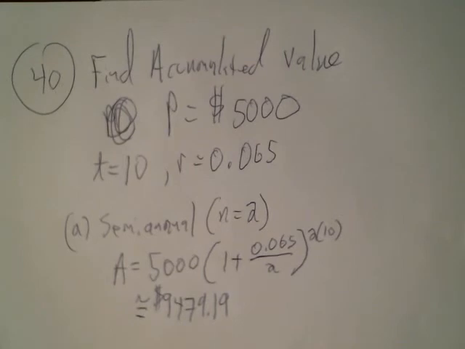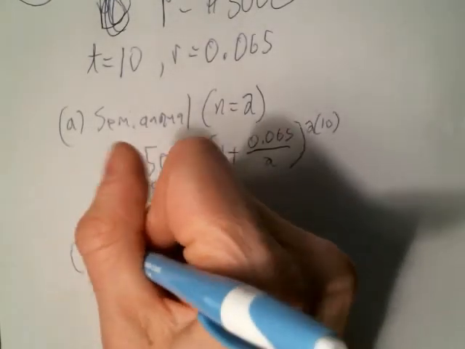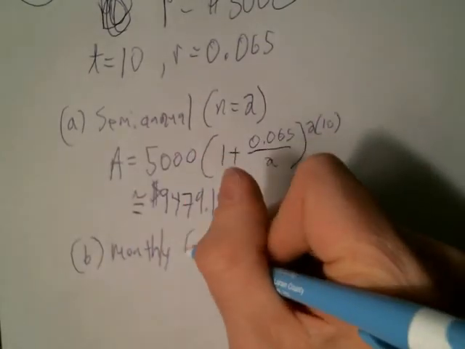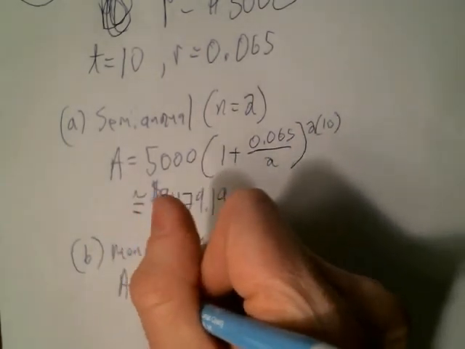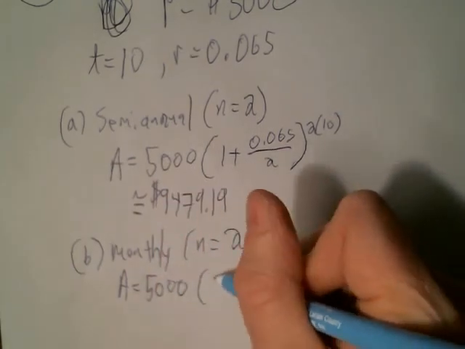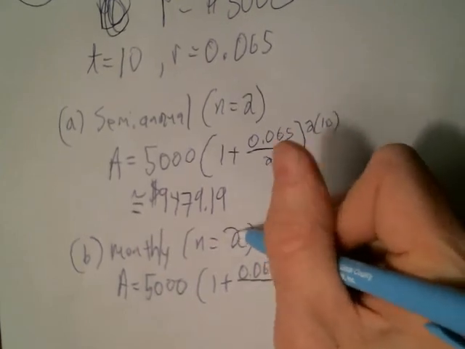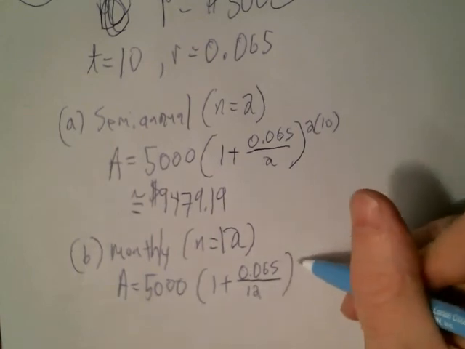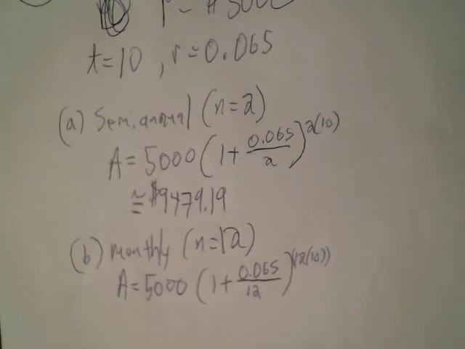And that's an approximation. Let's go to monthly interest and see what happens. Do you think you're going to have more money if you compound more, or is it not going to be as good? Again, you're plugging it into that formula: 5,000 times 1 plus 0.065 all over 12, since monthly is 12 times a year, and then raised to the 12 times 10 power, so 120.